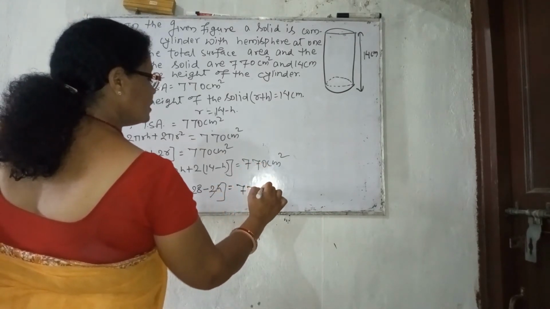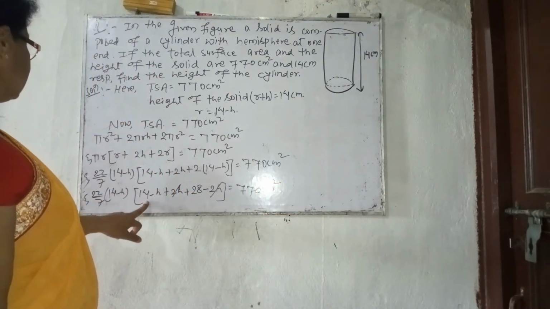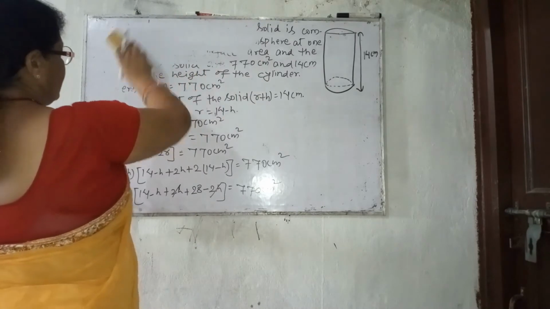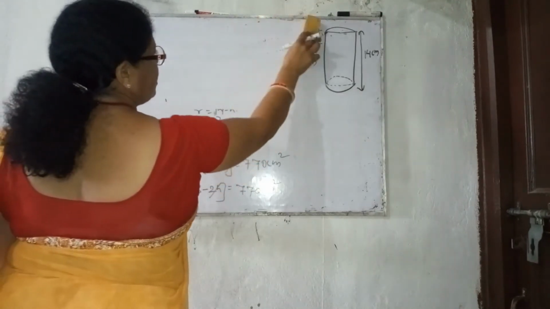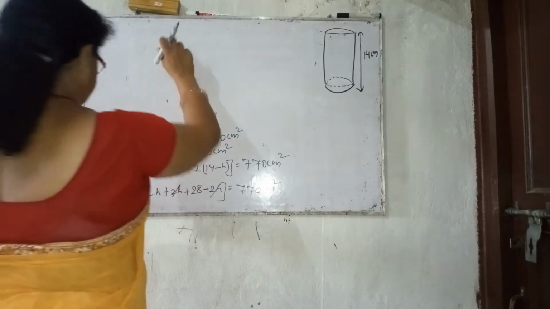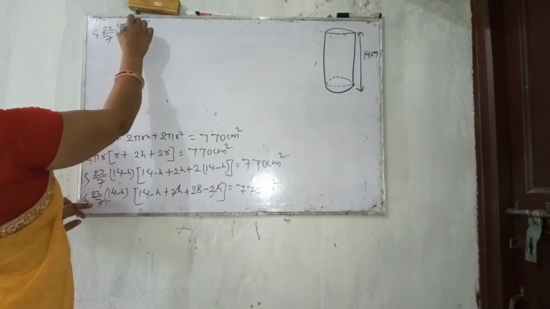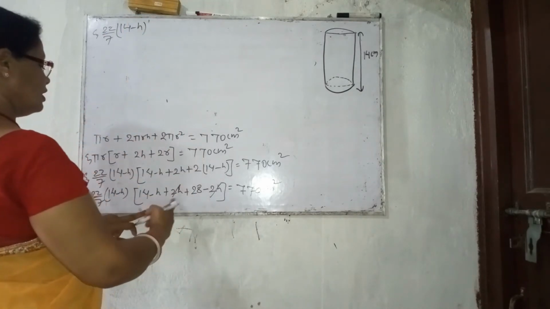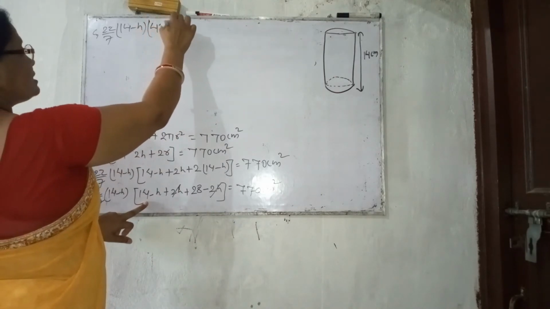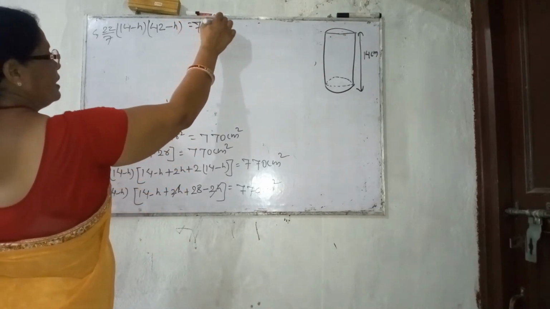Equal to 770 cm square. After this, I am rubbing the question. We have to find out the height of the cylinder. Okay, let's see. After this line I am writing here: 22 upon 7 into 14 minus h into 28 and 14, which means 42 minus h, equal to 770 cm square.